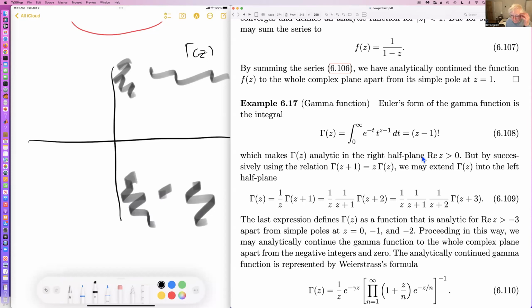It's defined in this way, and it's analytic then for real z greater than 0. But we saw before that gamma of z plus 1 is z gamma of z. And so we can say that gamma of z, of course, is 1 over z times gamma of z plus 1. So now we could define gamma of, say, minus 1/2, or we could extend its analyticity.